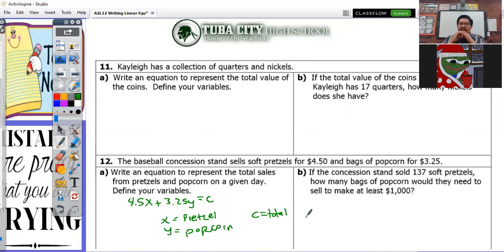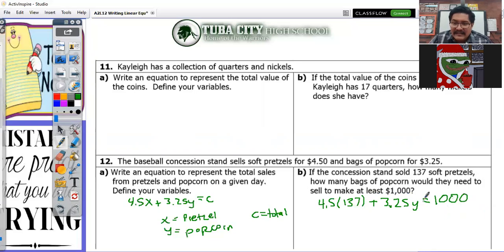Now we get into some of the things we know and some of the things we don't know. So it says they sold 137 soft pretzels. So we can start putting that into our formula. How many bags of popcorn would they need to sell in order to make at least $1,000? So plus, we don't know how much popcorn. So in this case, we're trying to predict. We're trying to think forward about how much popcorn we would have to sell in order to make $1,000.